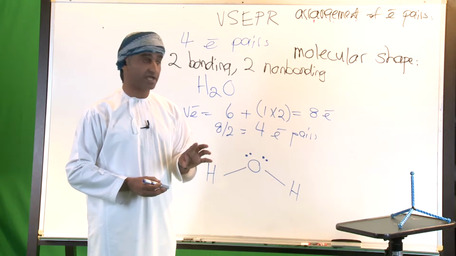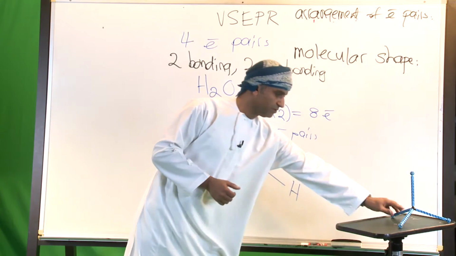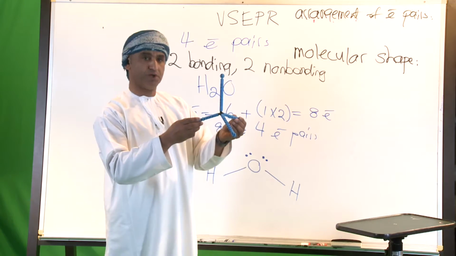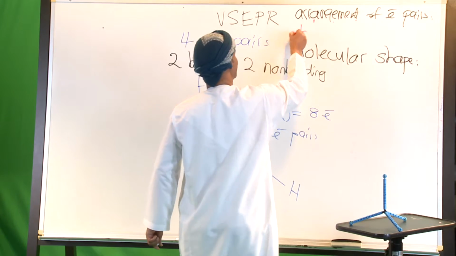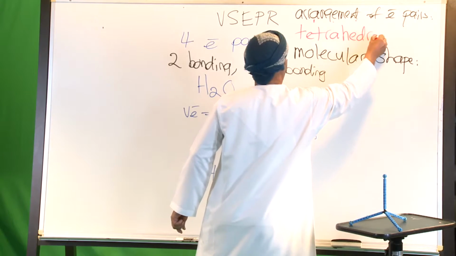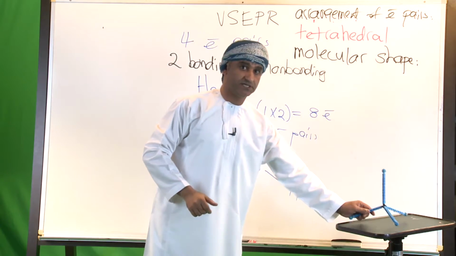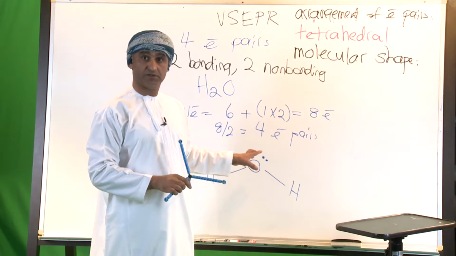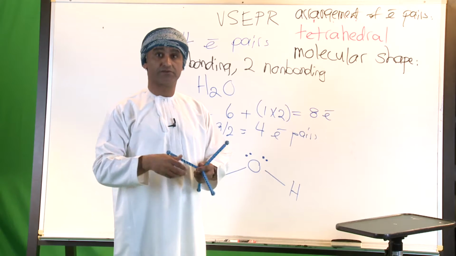The orbital shape, or the molecular shape, is still tetrahedral, following this general model. Okay, so the orbital shape, we can write that down. It is tetrahedral, but the molecular shape is not tetrahedral. Now that's because not all of these 4 electron pairs are bonding. 2 of them are bonding, whereas the other 2 are non-bonding.